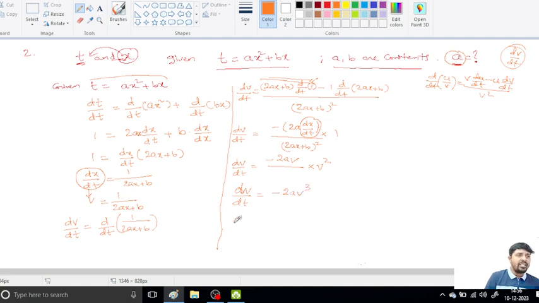So dv by dt is acceleration. So what is the value of acceleration? Minus 2av cube. So this is the answer. So the acceleration is minus 2av cube is the answer. Hope you got it. So shall we go to the next question?